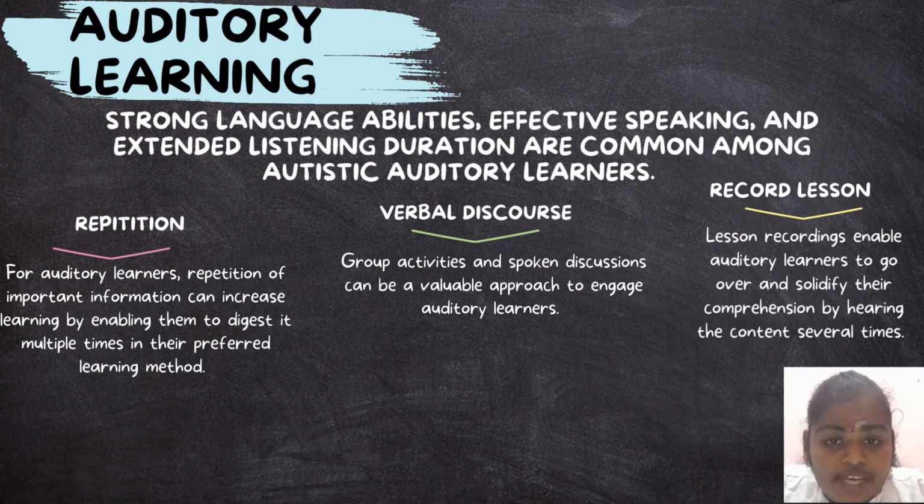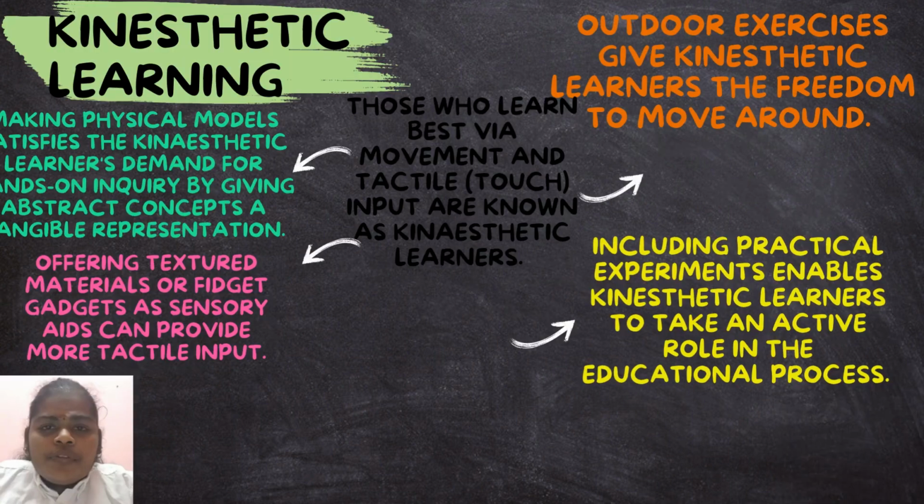Here we have three types, which is repetition. Normally repetition we use very casually because we need to repeat our instruction to the children. Normally the children cannot focus on one time of instruction, so they need repetition so that they can understand and follow what needs to be done. And then we have verbal discourse, which is group activity and spoken discussion. And then we have lesson recordings, which enable auditory learners to go over and over again so that they can understand what they have learned in school, and then they can do it at home as well.